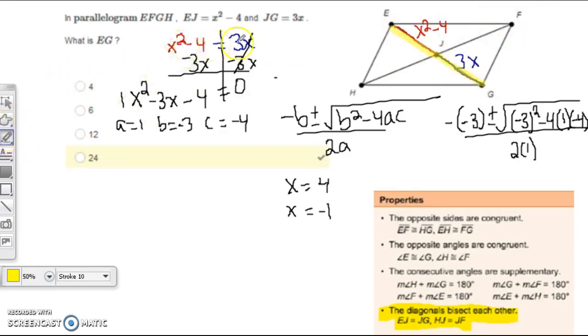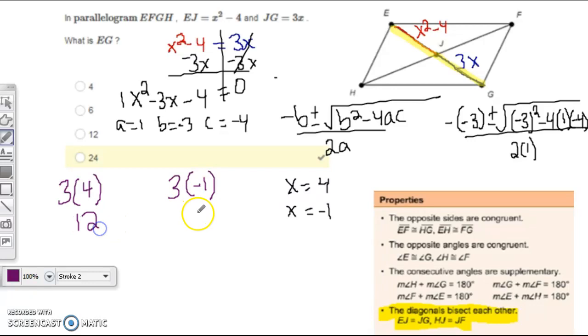So we're going to plug it back in, and it doesn't matter whether you plug it in for the 3x or the x squared minus 4. It should give you the same thing because those two things have to be equal. So I'm going to substitute it in for 3x because that looks a little bit easier to me. So I'm going to take 3 times 4, and I'm going to see what I get. And I'm also going to take 3 times negative 1, and I'm going to see what I get.